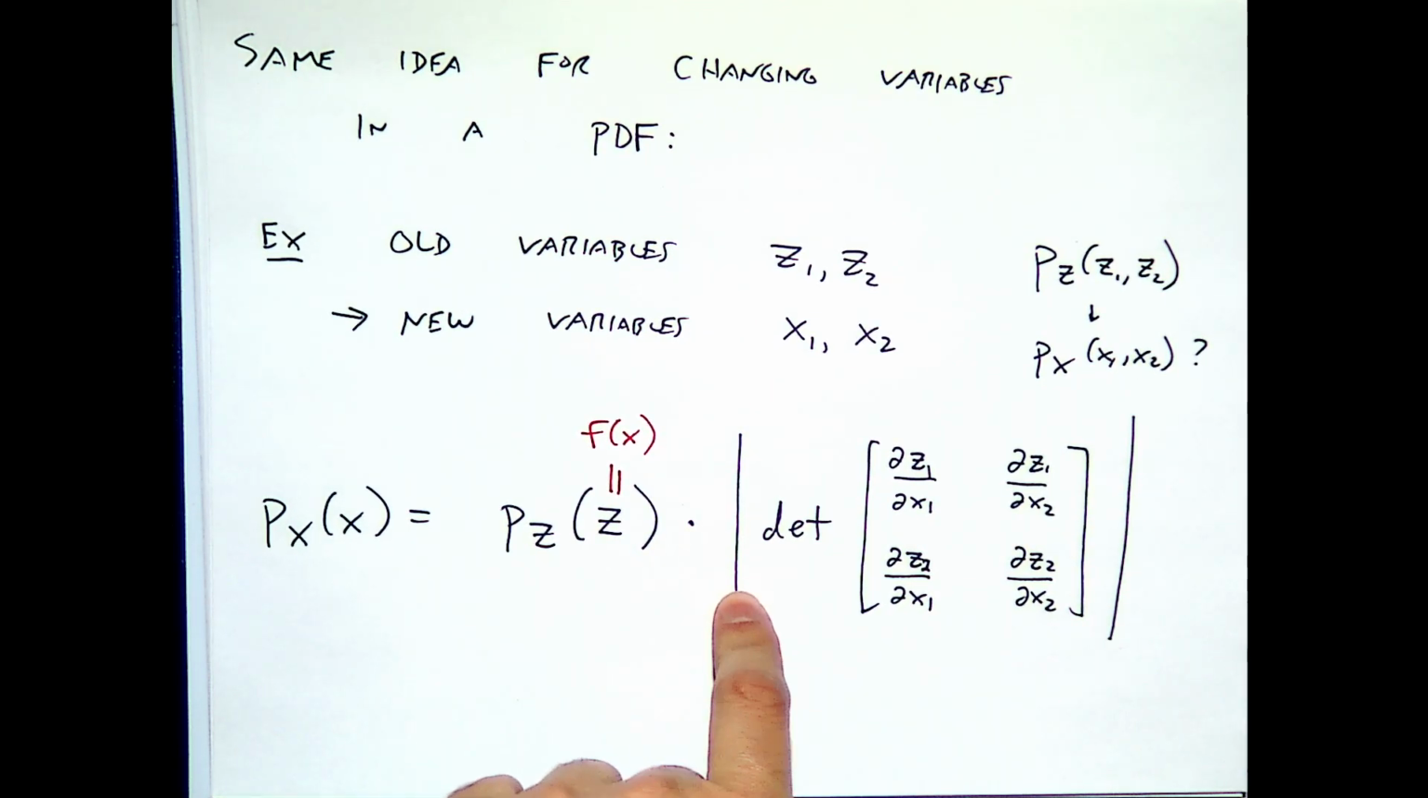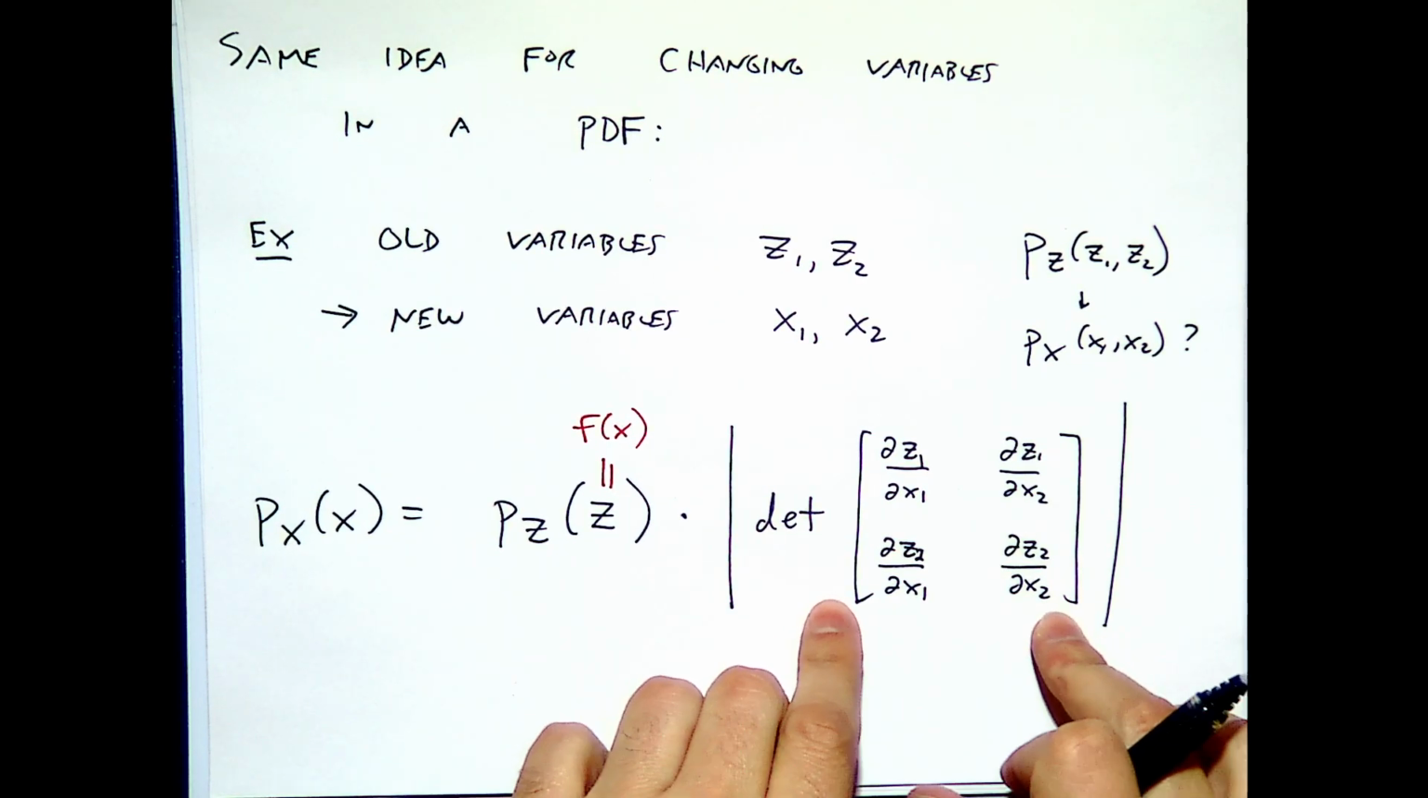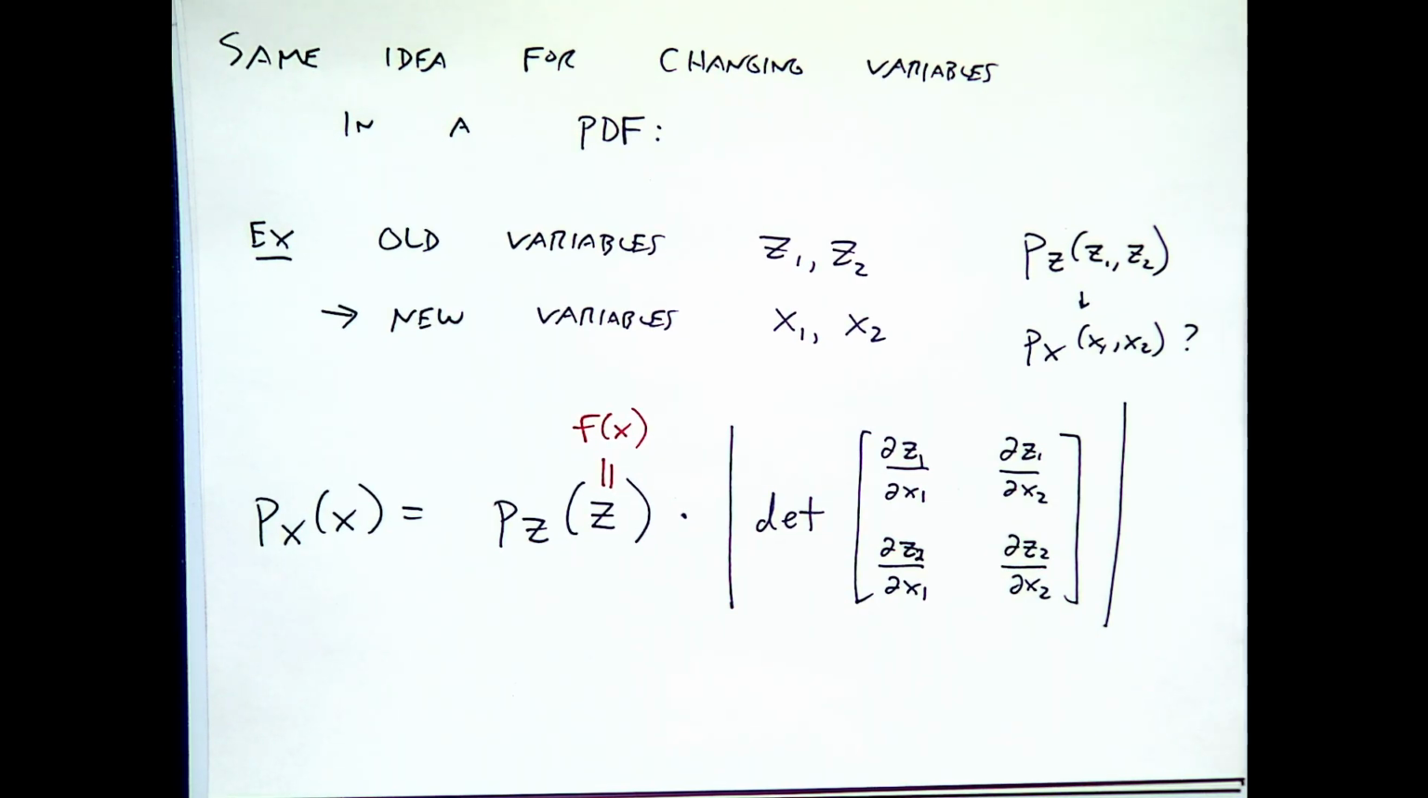And the reason I take the absolute value is because PDFs always have to be positive, right? So I can't have a change of variables and then wind up with some PDF values that have negative numbers in them. That would be bad, right? The relative change in area or change in volume is always a positive value, right? So this is kind of like the central idea of changing variables.